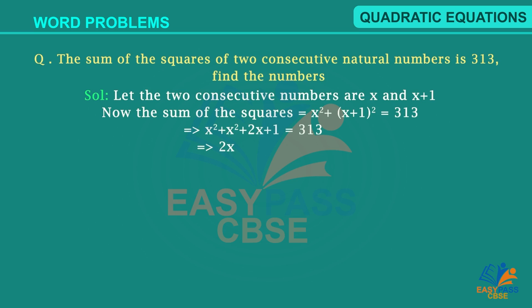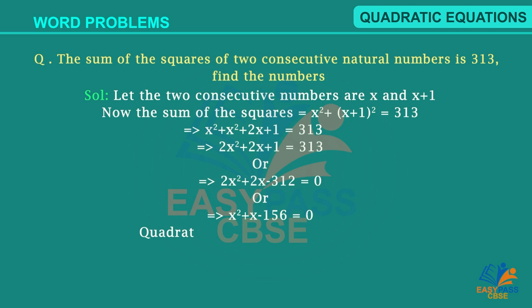On simplifying the left side, you get 2x square plus 2x plus 1 is equal to 313. Or you have 2x square plus 2x minus 312 is equal to 0. Or x square plus x minus 156 is equal to 0. Now you have a quadratic equation in your hand, x square plus x minus 156 equal to 0. You have to solve this equation.